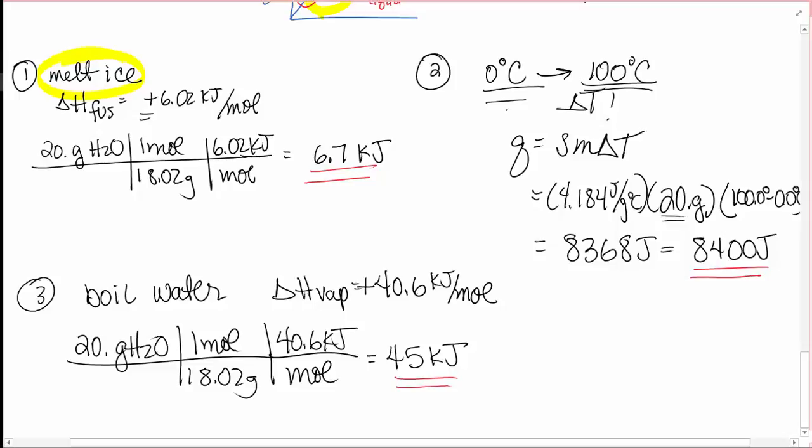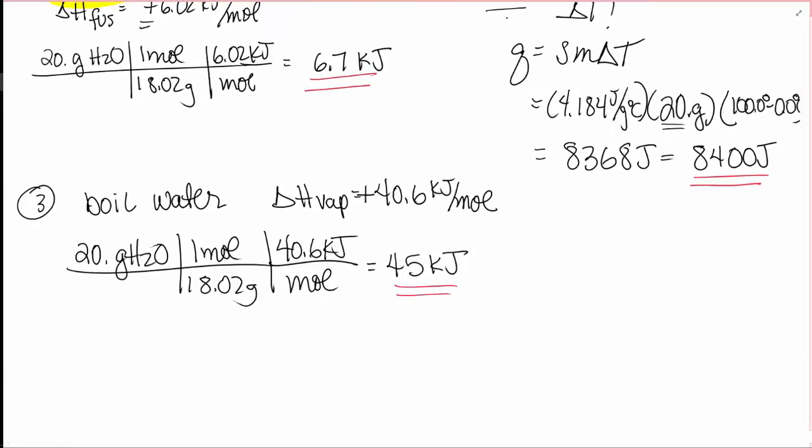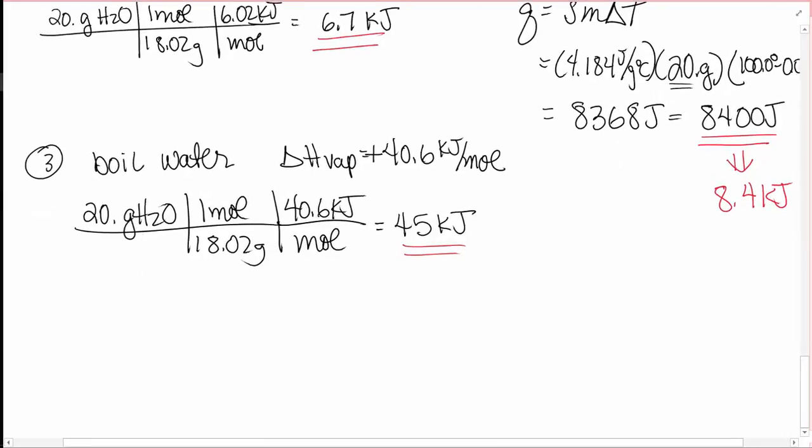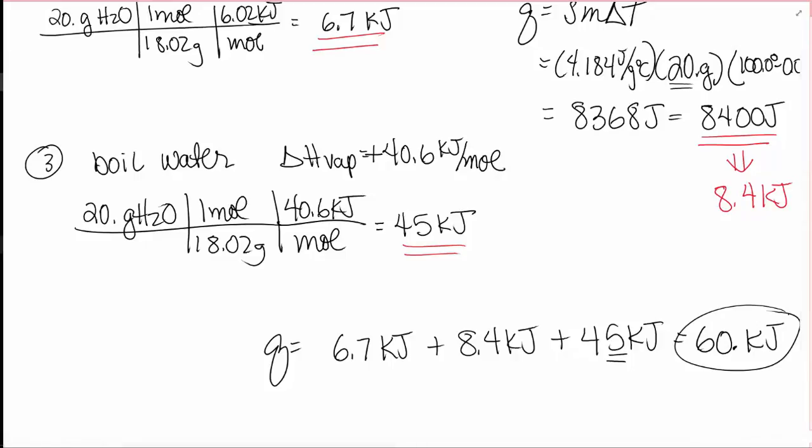Well, now I have 3 answers. That's because I need the energy it takes to melt it, heat it, and boil it, and I need to add them together. I noticed that 2 of the 3 are in kilojoules. This one's in joules, so I'm going to convert it into kilojoules to make my life simple. And so my Q is just going to be all of them added together. 6.7 kilojoules plus 8.4 kilojoules plus 45 kilojoules. I'm restricted now to the ones place. So when I do that, I get 60 kilojoules. That's how much energy it's going to take. All right, good job, you guys.